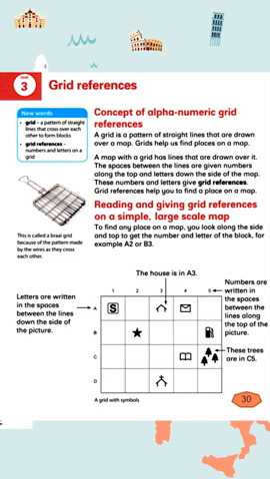Reading and giving grid references on a simple large-scale map. To find any place on a map, you look along the side and top to get the number and letter of the block. For example, A2 or B3.